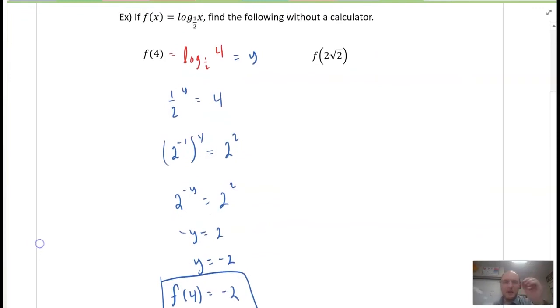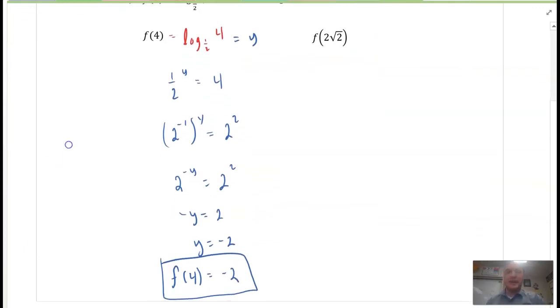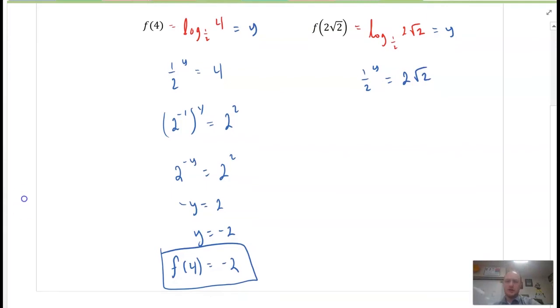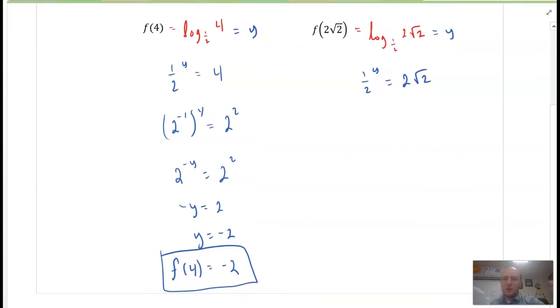There you have it. How about f of 2 root 2? And this one is going to be pretty tricky. So I have log base 1/2 of 2 root 2. Okay, so I want to evaluate this. I'm going to set this equal to y and then rewrite as exponential form. So 1/2 to the power of y is equal to 2 root 2. Okay, and now we have to go ahead and rewrite these both as the same base. And I hope you're thinking base 2.